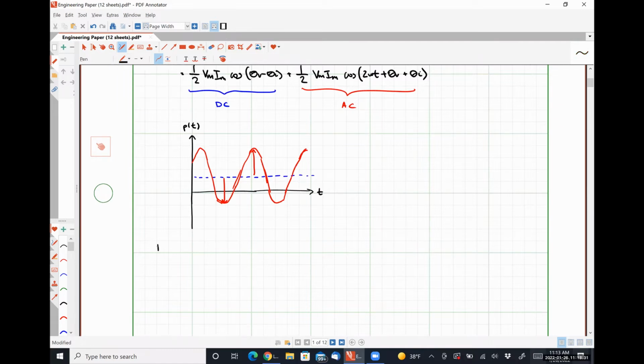So for a resistor, we know a couple of things, right? We know that Vm is equal to Im times the resistor value. That's just from Ohm's law.